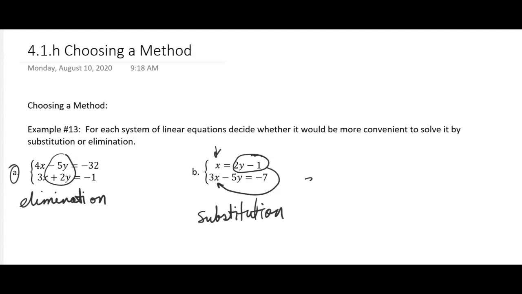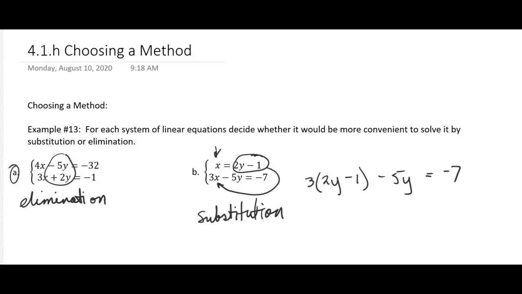So when you do that, the substitution would look like 3 times (2y minus 1) minus 5y equals negative 7. And then you'd go through and solve it. But they didn't ask us to do that. They just said which would be easier to do. So that's just a little review on how to choose between elimination and substitution.